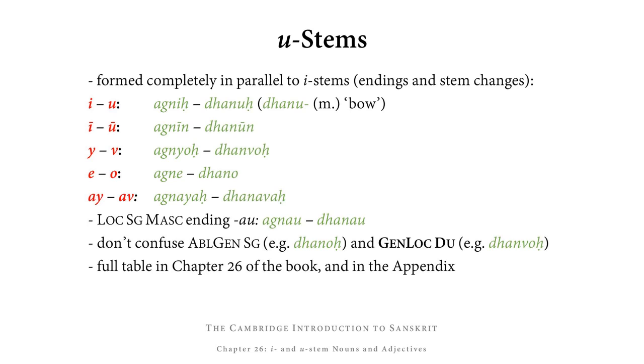Notice that in U stems there is one particular form that has certain potential for confusion, and that is that the ablative genitive singular is dhanoh, so with the stem in guna and the ending in zero grade, dhanoh, but the genitive locative dual forms are dhanwoh, with dhanu plus the ending oh, dhanwoh. If you would like to see a full table of short U stem nouns, then look either in chapter 26 of the book or in the appendix.